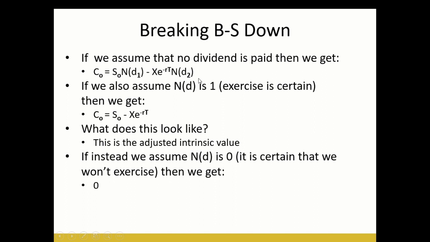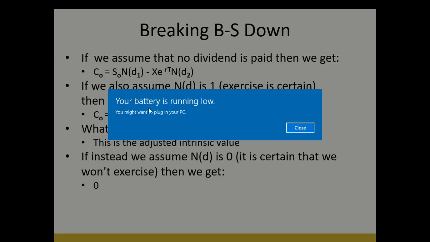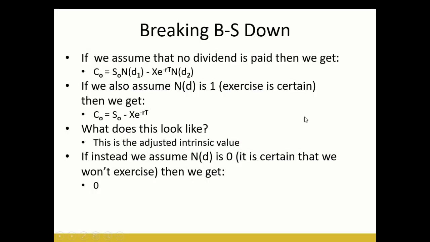Why do we take the normal distribution? Because the stock price would be a random number from the normal distribution. But if we assume the N(d1) is 1, which means we will always exercise the option, then we will get C is equal to S minus the present value of the future exercise price.